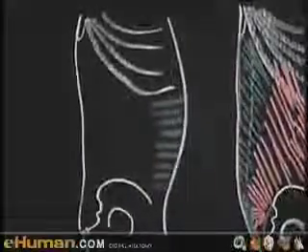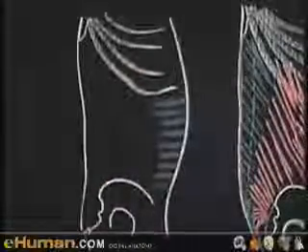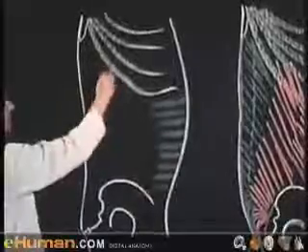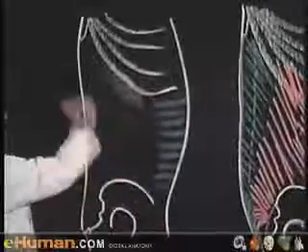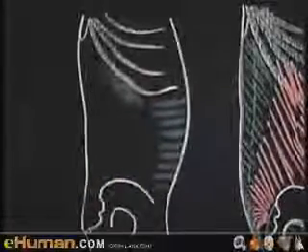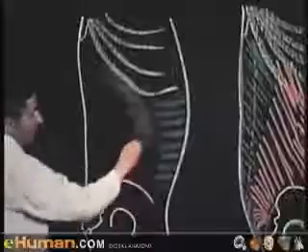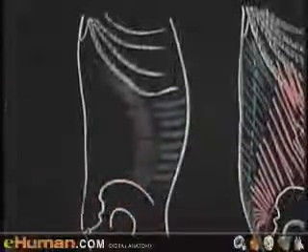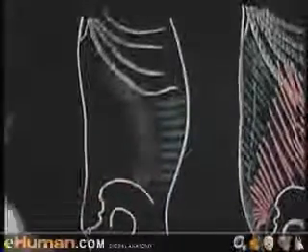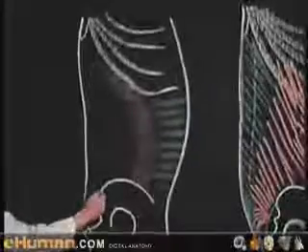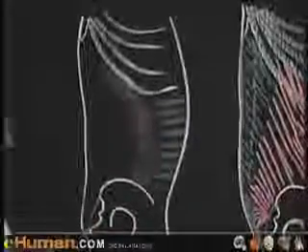Now, the transversus abdominis arises from the inner aspects of the lower 6 ribs interdigitating with the diaphragm. So we see the muscle fibers emerging from the deep surface of these ribs. Notice that the fibers are running transversely around the abdominal wall, the transversus abdominis. And the lower fibers are coming off the lumbar fascia, and they're going to be attached to the inner lip of the iliac crest. And we mustn't forget to put in again the inguinal ligament extending from the anterior superior iliac spine down to the pubic tubercle.